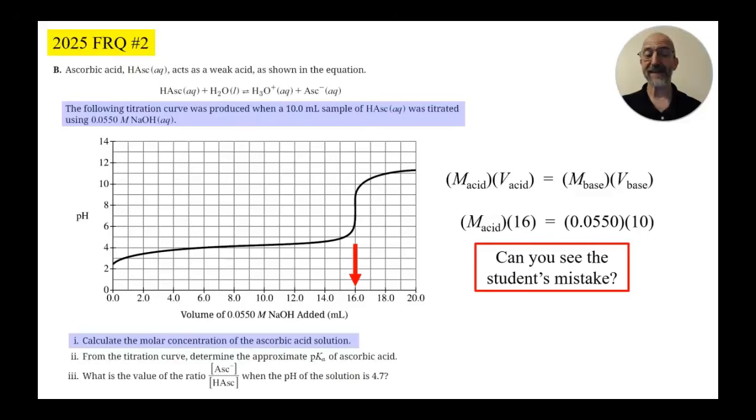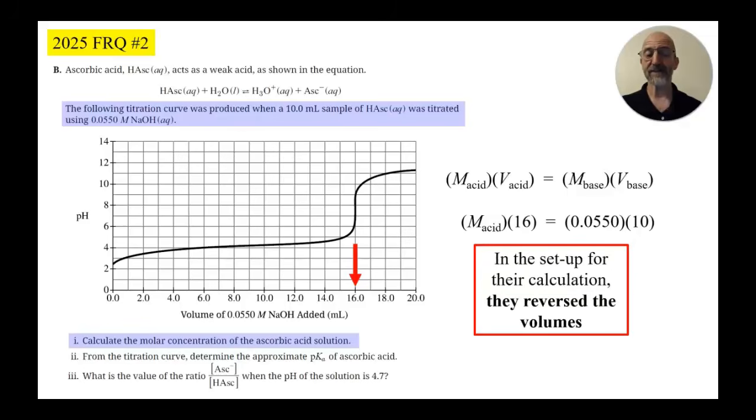So the mistake is that I flipped those numbers accidentally, right? What the student did is they put the 16, which is the volume of the sodium hydroxide, connected to the unknown concentration of the acid, and then they put the 10, which is the volume of the acid solution that was titrated, with the sodium hydroxide. So in the setup for their calculation, they reversed the volumes.